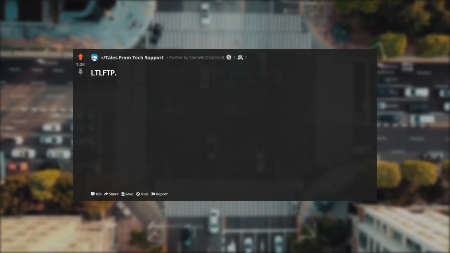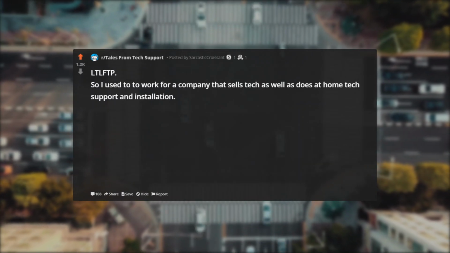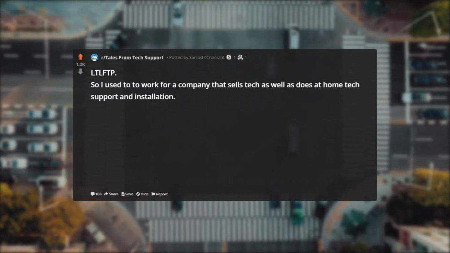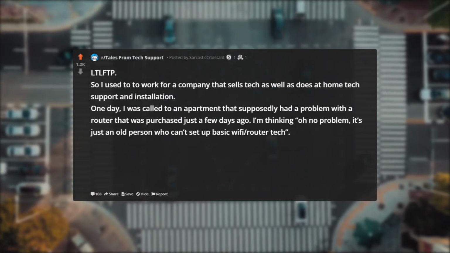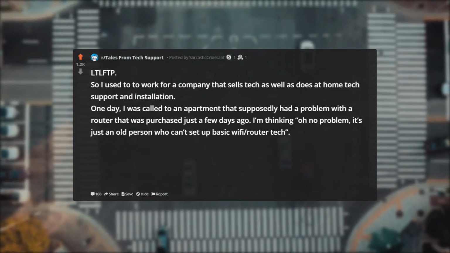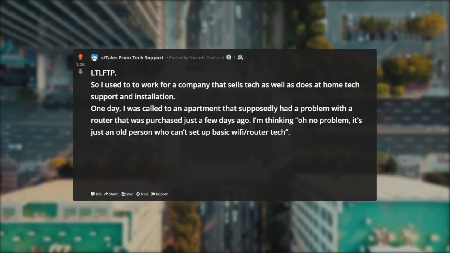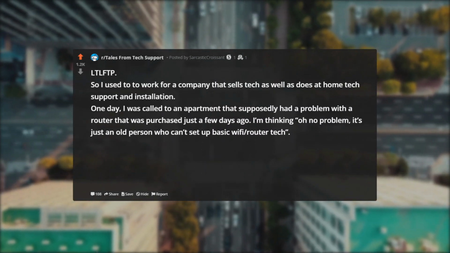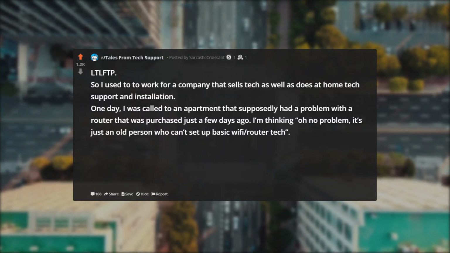So I used to work for a company that sells tech as well as does at-home tech support and installation. One day, I was called to an apartment that supposedly had a problem with a router that was purchased just a few days ago. I'm thinking, oh no problem, it's just an old person who can't set up basic Wi-Fi/router tech.